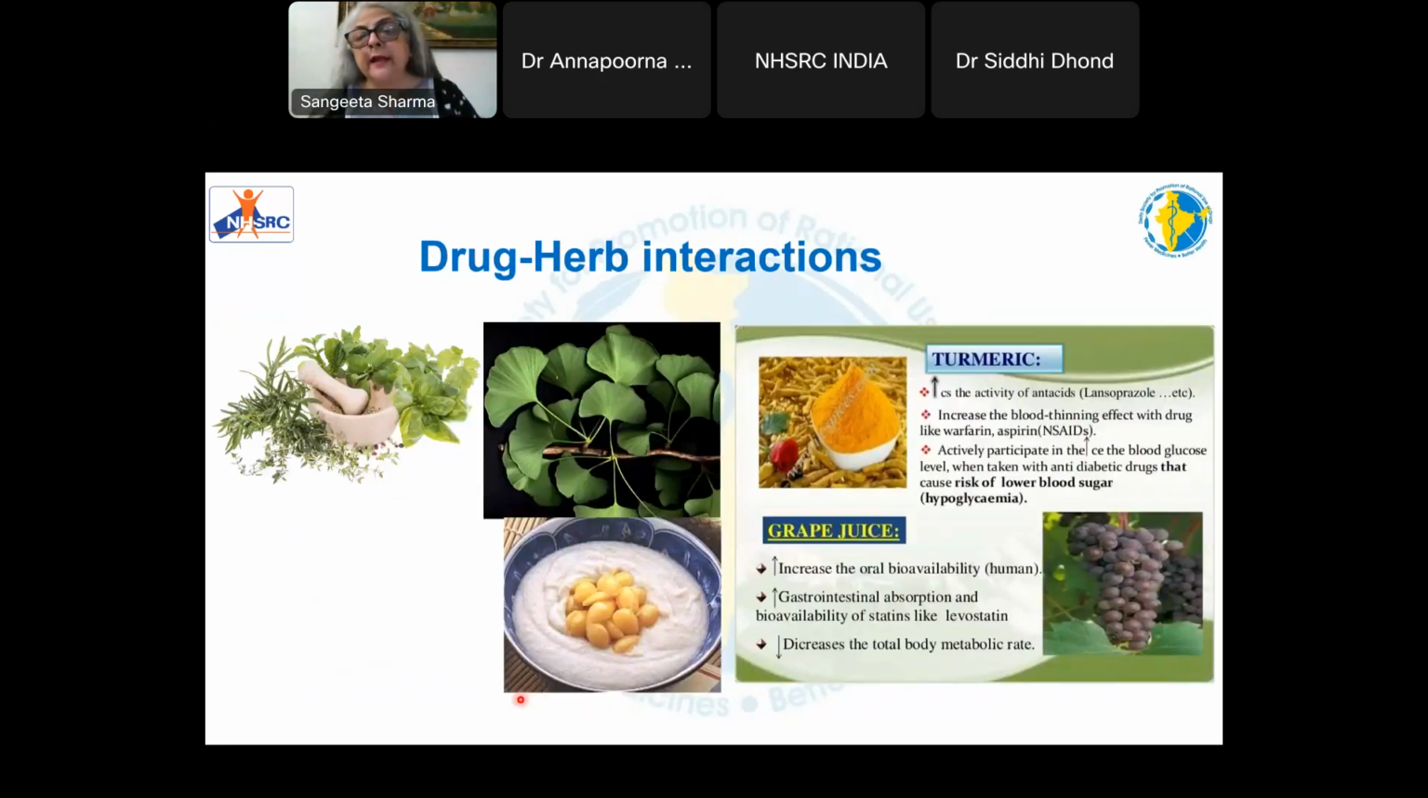Then another category of interaction could be drug-herb interaction. Many of us believe that herbs are harmless, but it is not true. They can also cause significant interaction and can cause harm to the patient. So please be careful. The patient may not mention these things to you during your encounter for prescription, but you need to ask, especially for some of the important drugs.